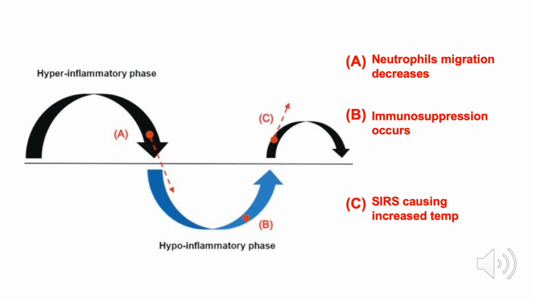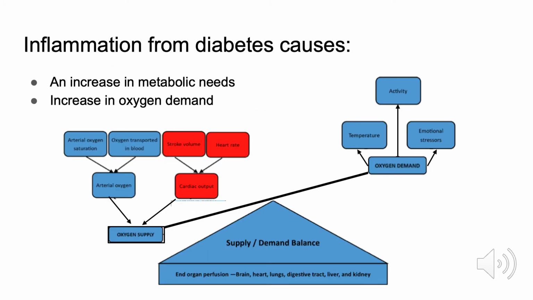Diabetes further exacerbates this issue by causing decreased neutrophil migration within the body. This impairment of neutrophils causes an immunosuppression effect, which will increase the systemic inflammatory response, leading to an increase in temperature. This causes an increase in the body's metabolic need and total oxygen demand needed to compensate.